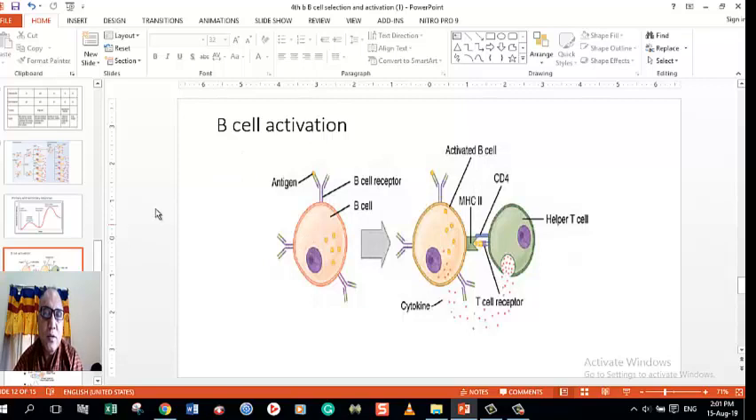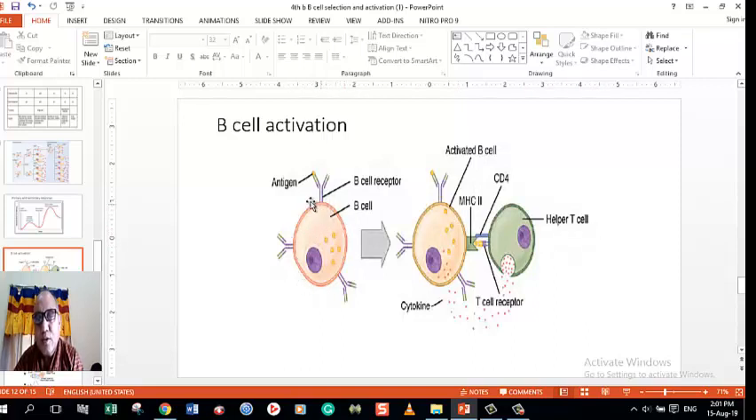Right now, let us go to how the B cell gets activated. As I have already said, the B cell has IgD on the surface. See here, the B cell has got IgD. Now this antibody has antigen binding sites, and that's where the antigen is attached to the B cell. Once this happens, the B cell will now be triggered to interact with other cells like T helper cells.